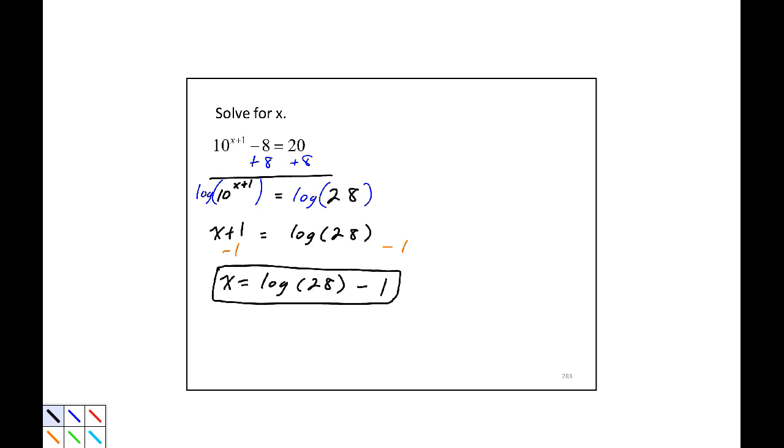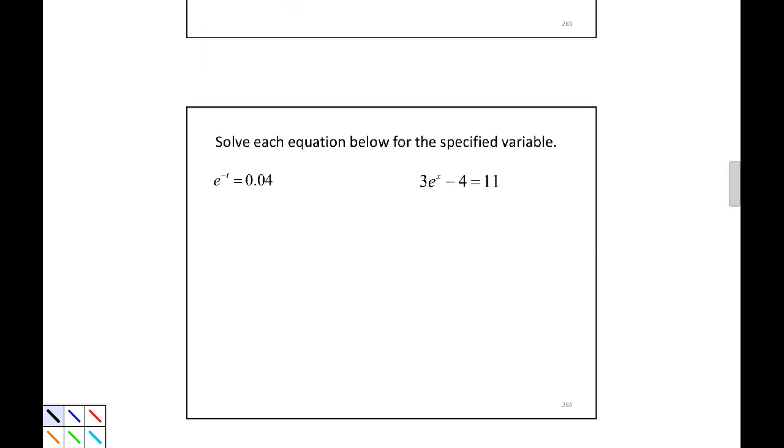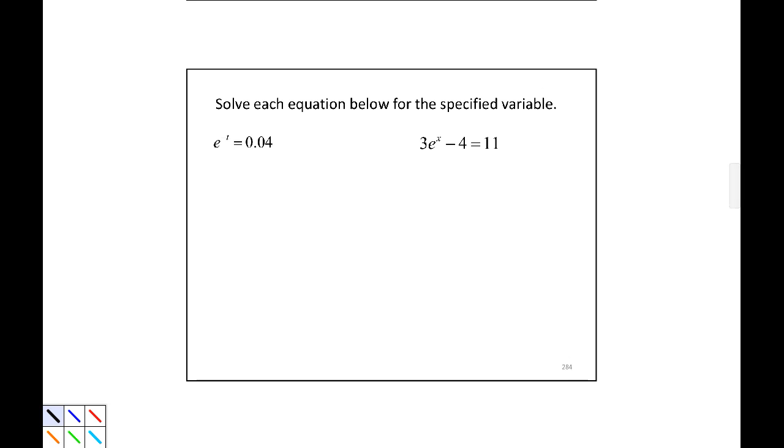Now I haven't done this yet, but I really should be taking my values, my results for x, and putting them back in the original equation and seeing if they are indeed solutions. All of these we've had so far are solutions. I've checked these. For our next examples, we have: solve each equation below for the specified variable.